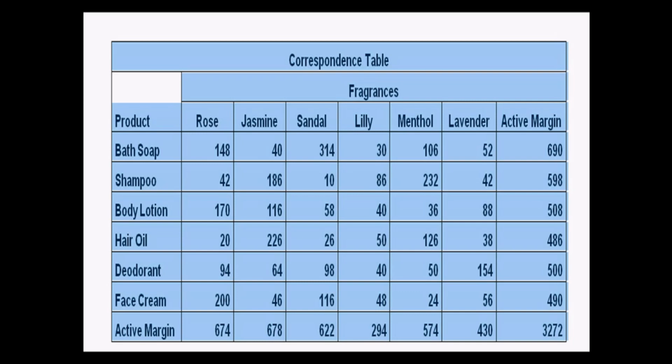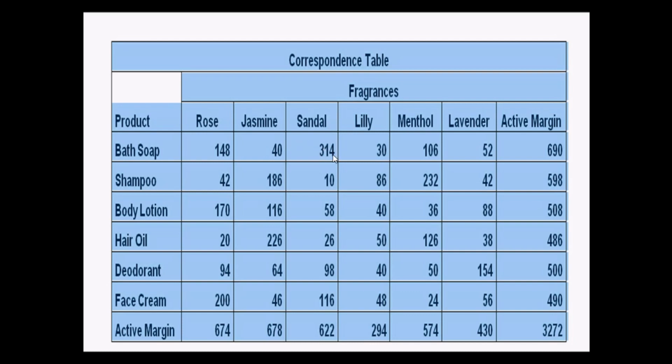This table is called a correspondence table, where we have product and fragrances, and we have some values here. These values are called scores or frequencies. That is, for customers using bath soap, 314 members have selected sandal.